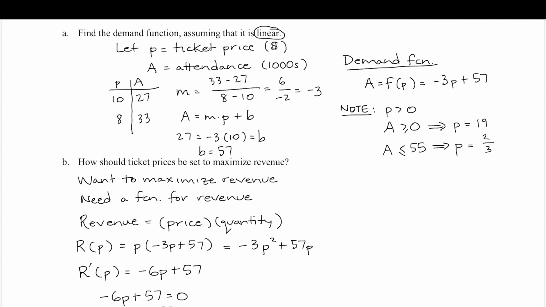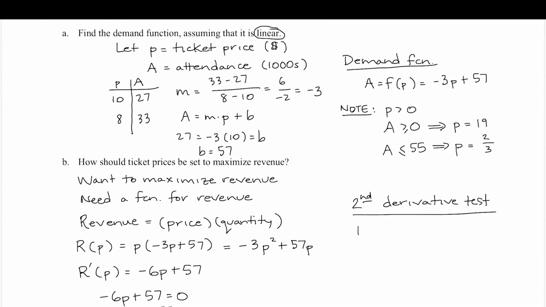So it looks like they should charge $9.50 per ticket to maximize their revenue. But again, we have to test this out. So I'm going to set up a number line for the first derivative test. You could also use the second derivative test. Actually, why don't we do that just for a change of scene? We haven't done that yet.